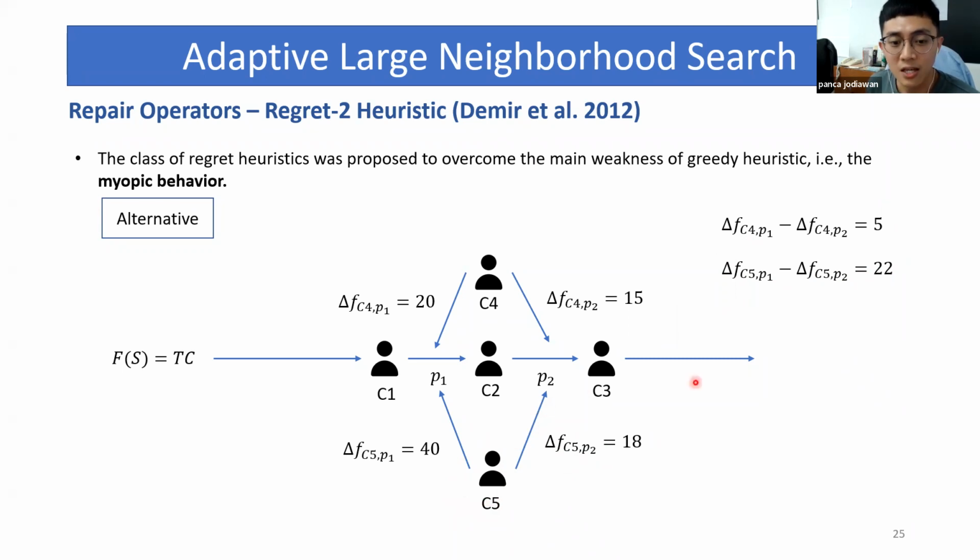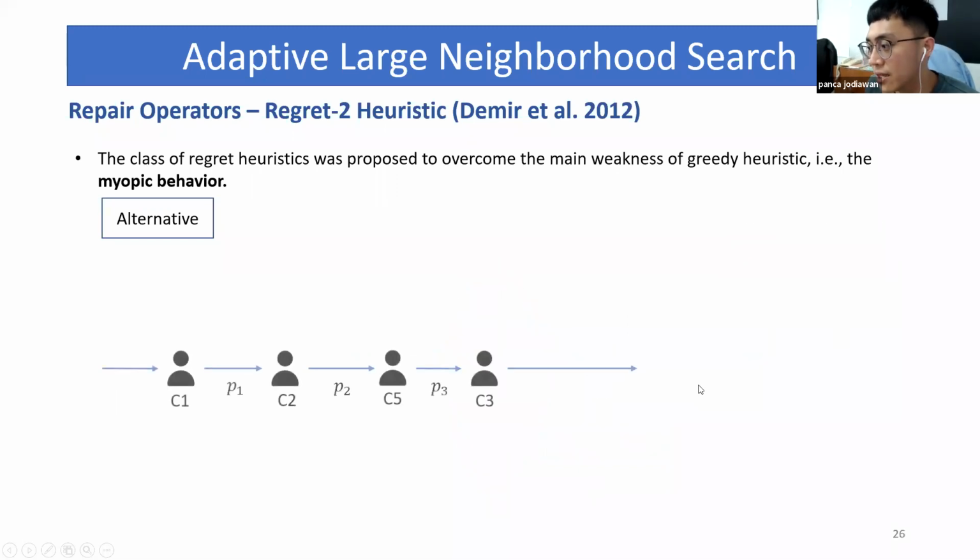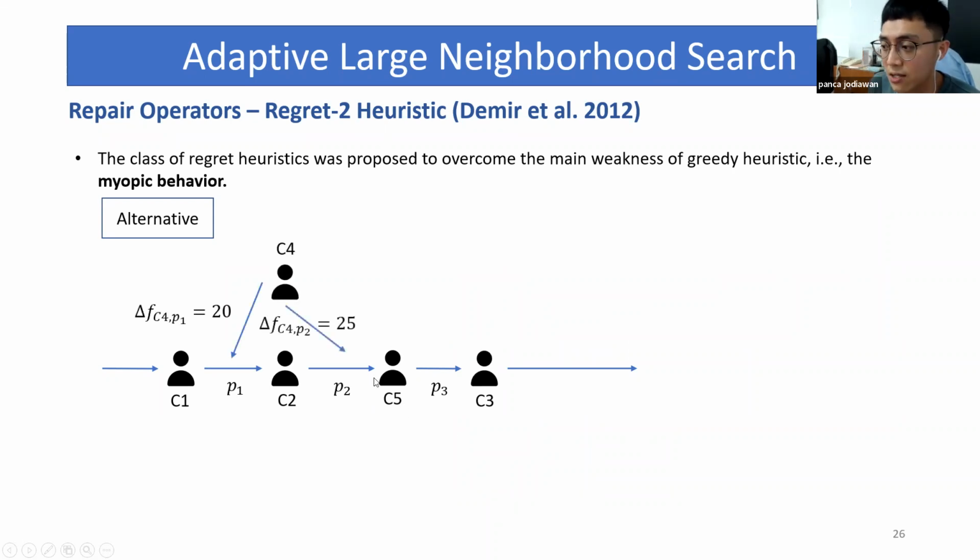Okay, that is the first position, the first choice. We select C5 and we insert it in P2. Then it will become C1, C2, and C5 and C3. Then we try to consider the insertion of C4 in P1, P2, and P3. Then these are the cost. Okay, these are the cost 20, 25, and 21.